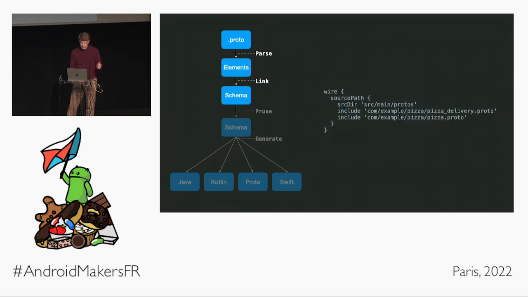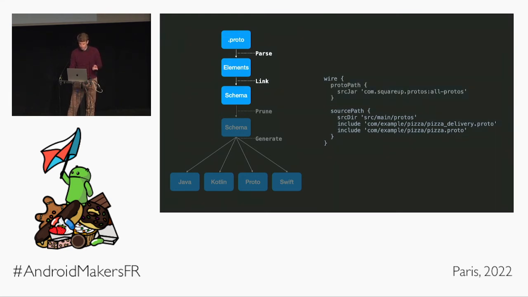The linking step is when we try to resolve everything. If pizza delivery refers to types, we're going to try to load those types recursively. And if it refers to a type that Wire cannot find, but you need to pass it without wanting Wire to generate it at the end, this is what protopath is for.